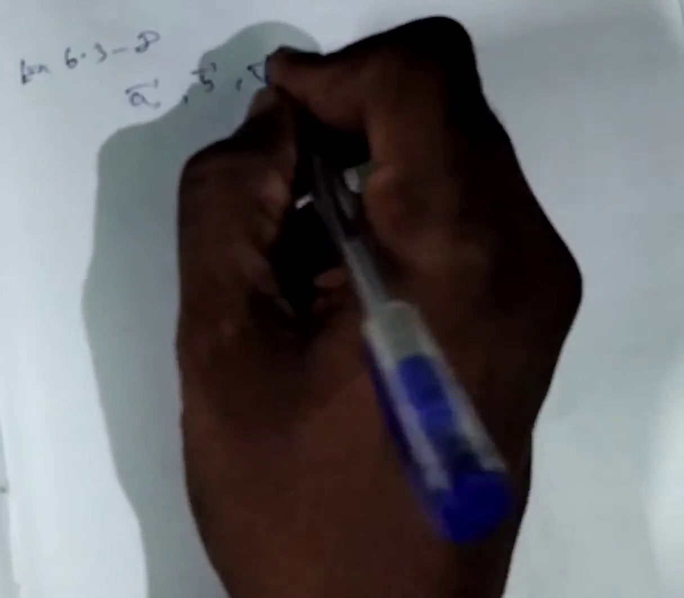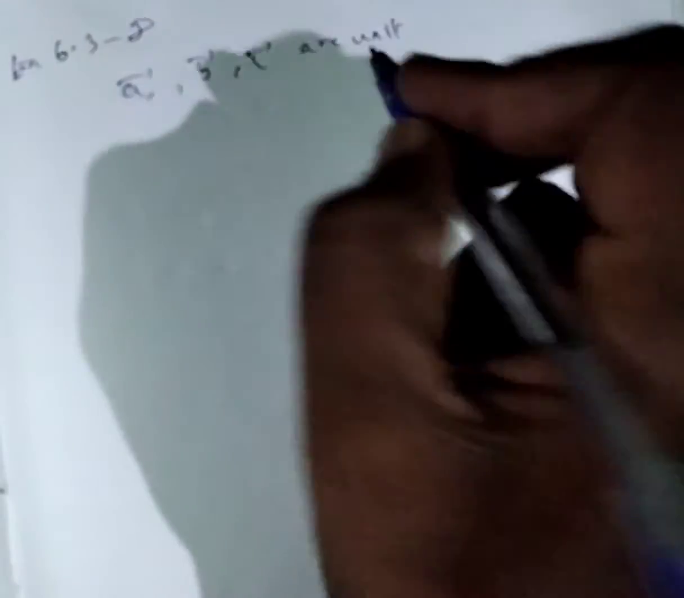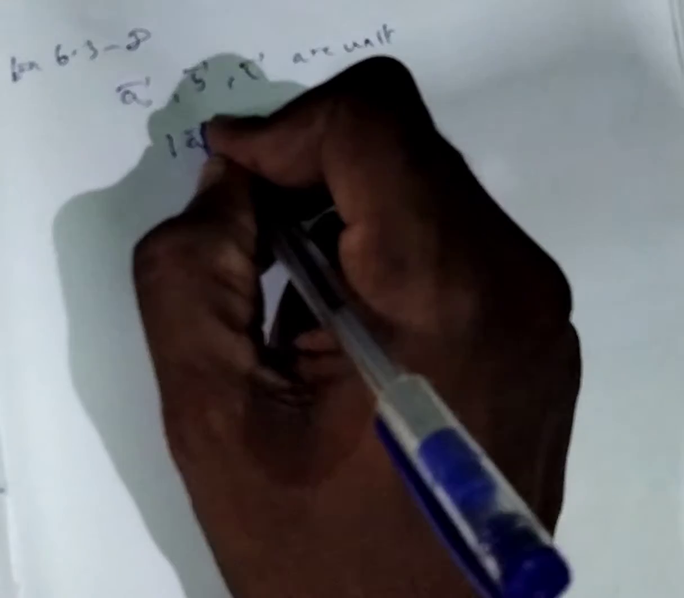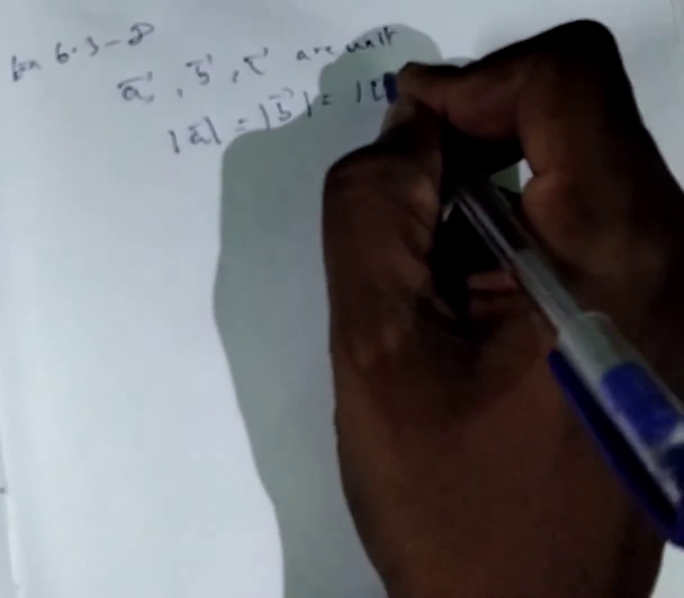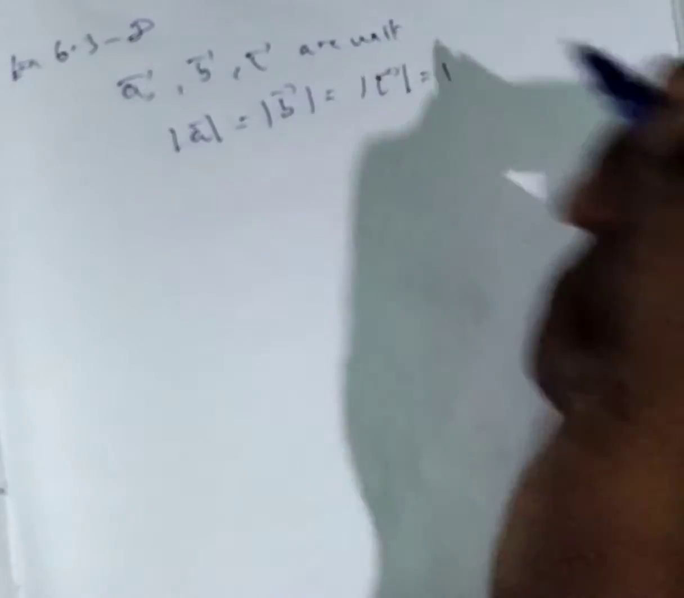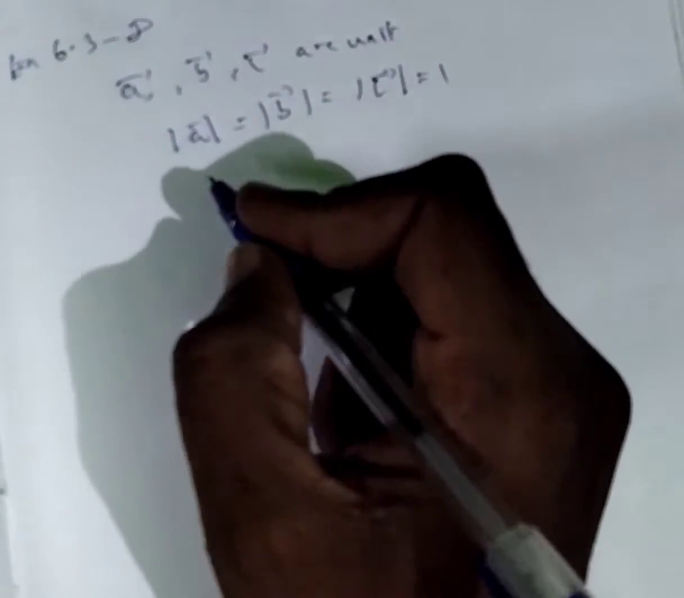In exercise 6.3, eighth question, they gave the vectors A, B and C as unit vectors. Unit vectors means that when we take the modulus of vector A, or modulus of vector B, or modulus of vector C, that value becomes 1. They asked us to find the angle between the A and C vectors.